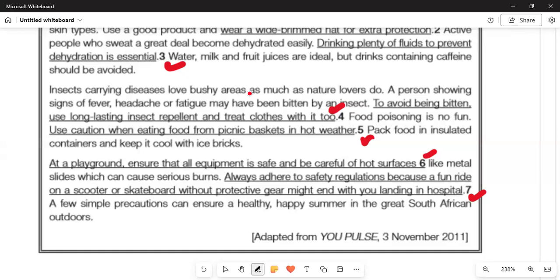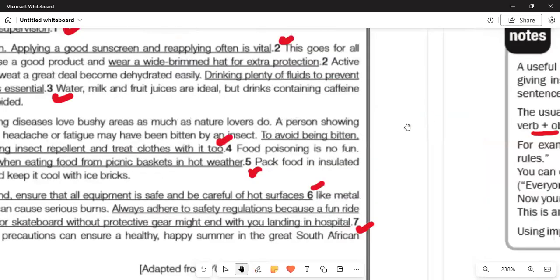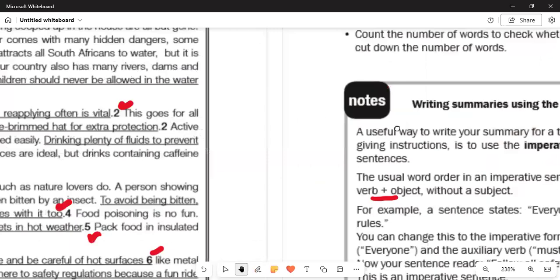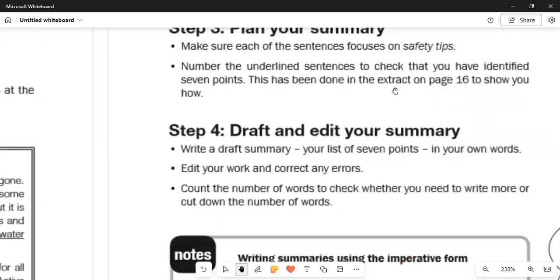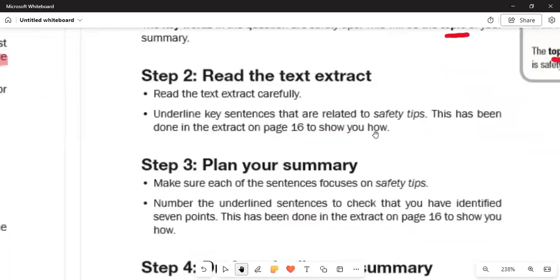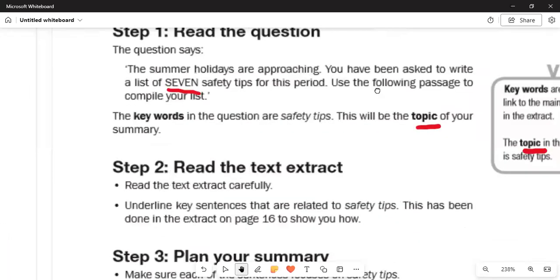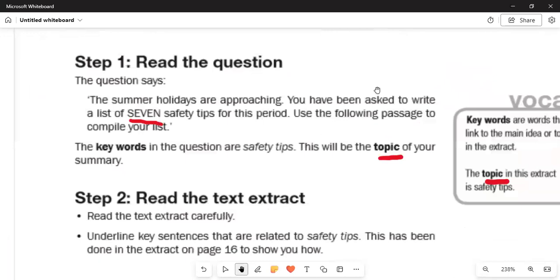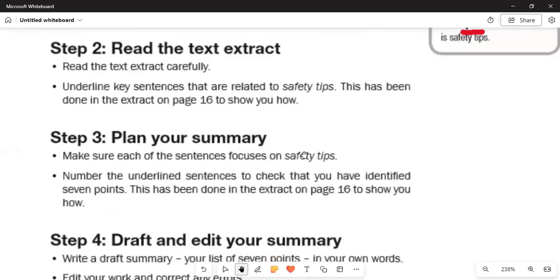This was taken from the question paper in 2011. All right, and then we need to take now the summary and see how it can be done. In step 1, with the summer holidays approaching, you have been asked to write a list of 7 tips for this period using the passage, and safety tips will be the topic. If ever we have key sentences, as I've told you, the focus is on the safety tips. And I've shown you on page 60 your summary, a draft summary, and the final summary.